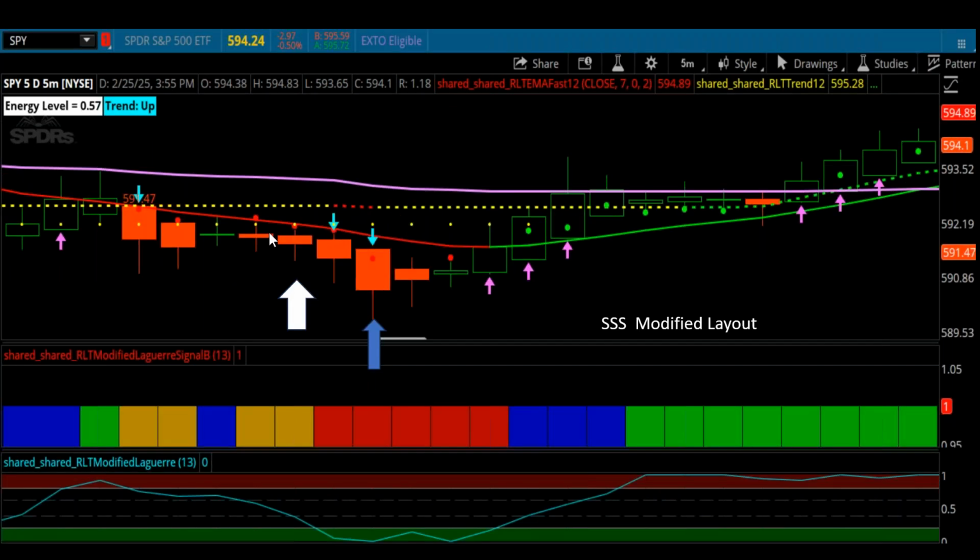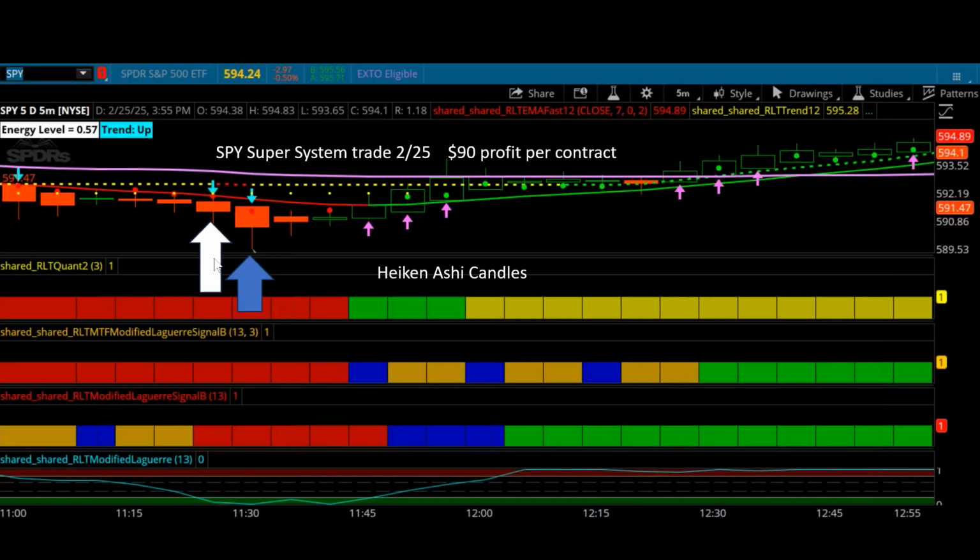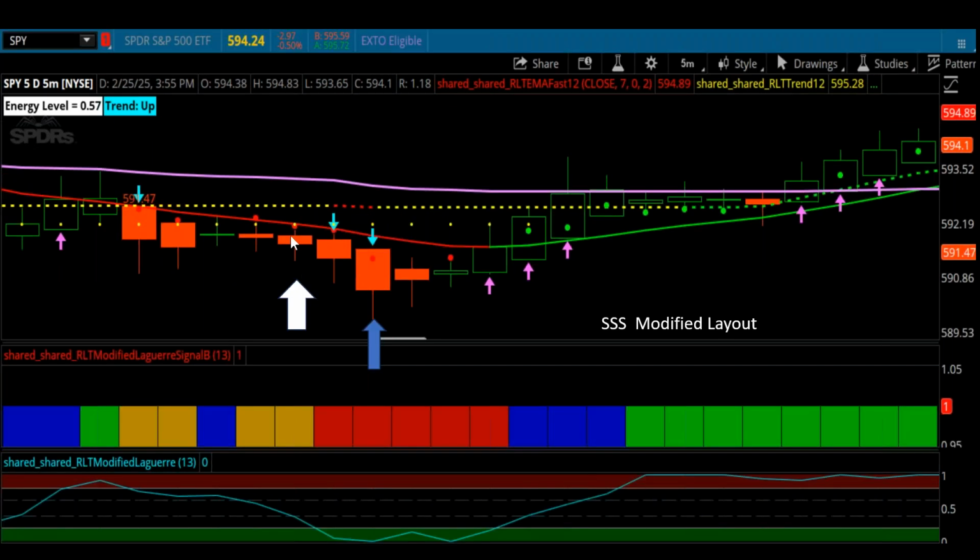Another SPY trade here. This is the exact same SPY trade as this one, except I'm showing you with regular candles. All right, and you see how we broke down here, and we get out. You see that tail here on regular candles? That tells me to get out. We've got bias coming back in, and you notice it was completely red and yellow. And so this is the modified layout. That's how we take the SPY super system trades off of there.